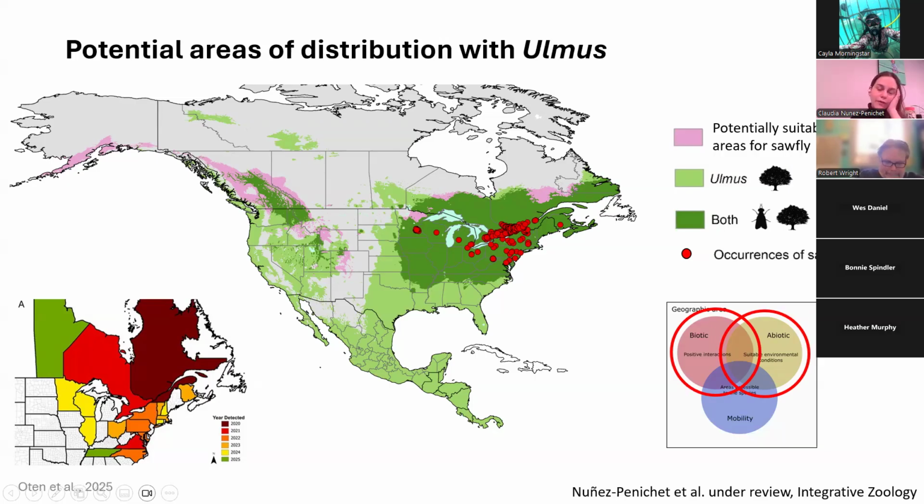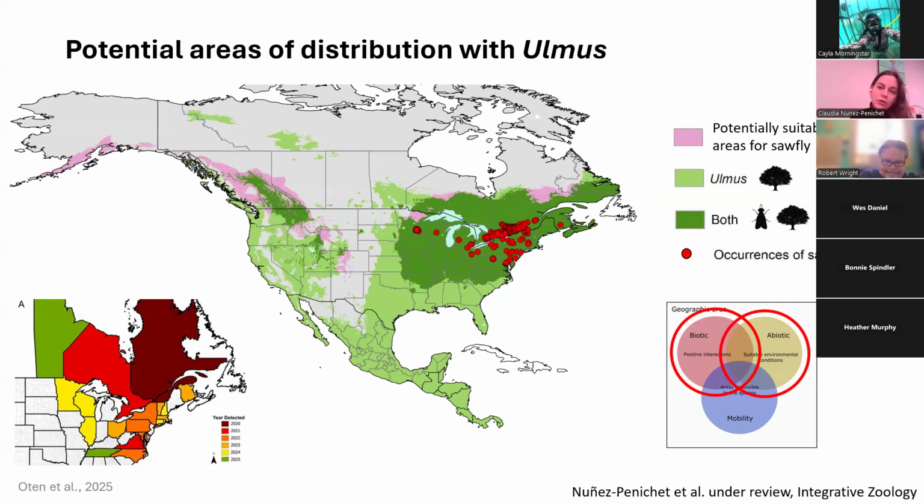So we do have a lot of places where the species has not made it yet, but they have suitable environmental conditions that might be relevant for the species. And they also have the host plant in those areas.